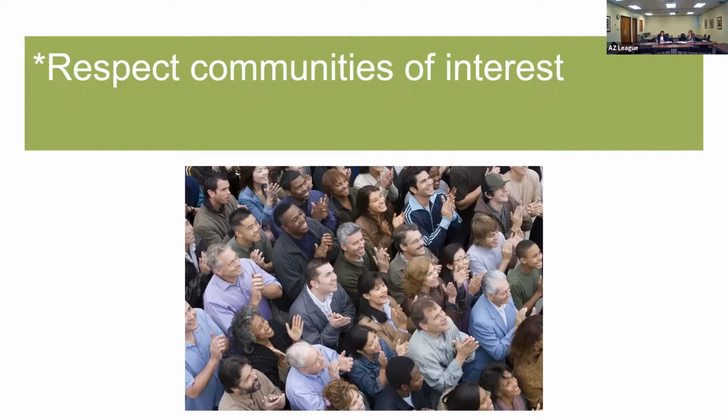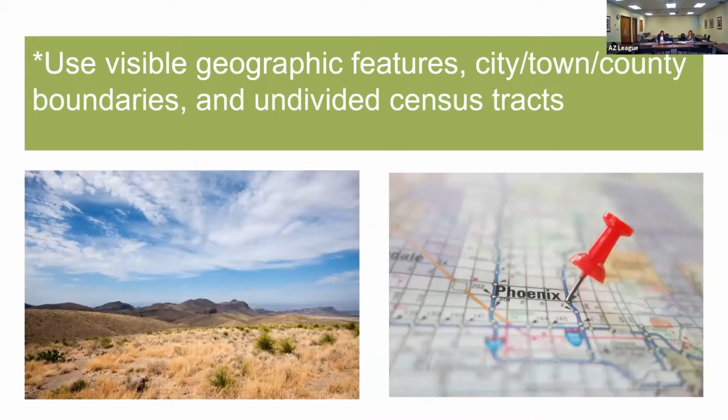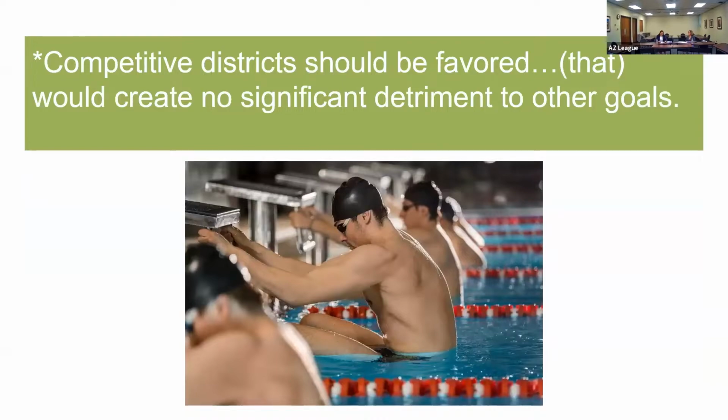Again, another criterion is that, to the extent practicable, the commission is required to use visible geographic features, cities, towns, county boundaries, and undivided census tracts. And so they'll be using metrics to determine that, and our mapping team will be consistently advising on whether or not they're complying with that requirement. And then competitive districts should be favored that would create no significant detriment to the other goals. That's part of the criteria, and they are using metrics related to that, and Mark can really get into that if there's interest about the metrics they determined and how they selected them.